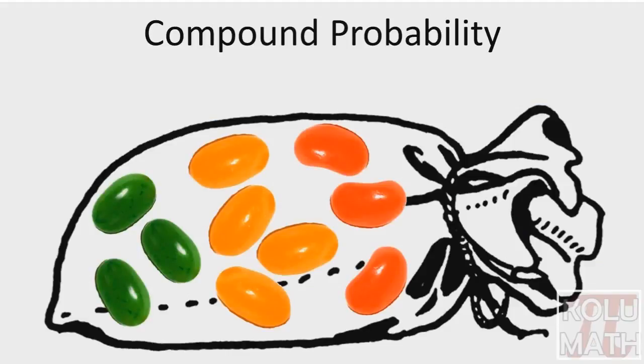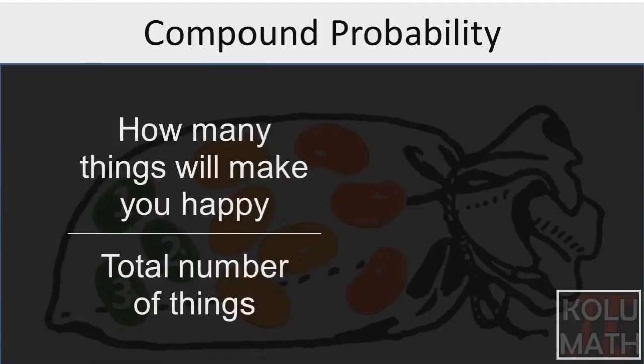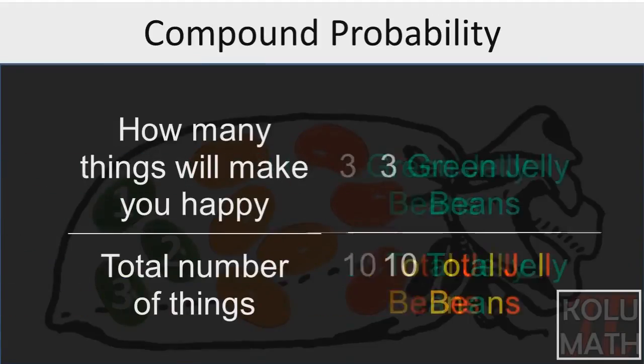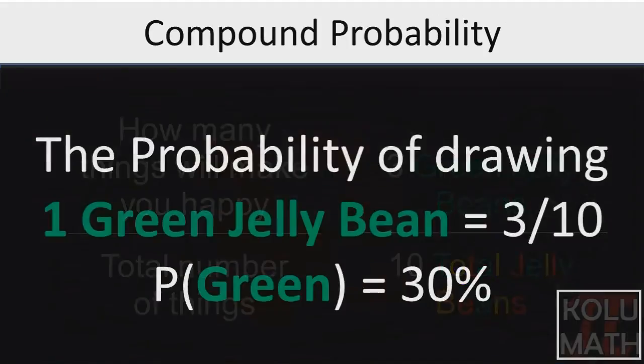And remember, we have 3 green jelly beans here. 1, 2, 3. And let's check out that fun-to-use fraction we have. How many things will make you happy over total number of things? So in this case, 3 jelly beans would make us happy, and we have a total of 10 jelly beans. Nice and easy, that gives us a probability of 3 over 10, or 30%.